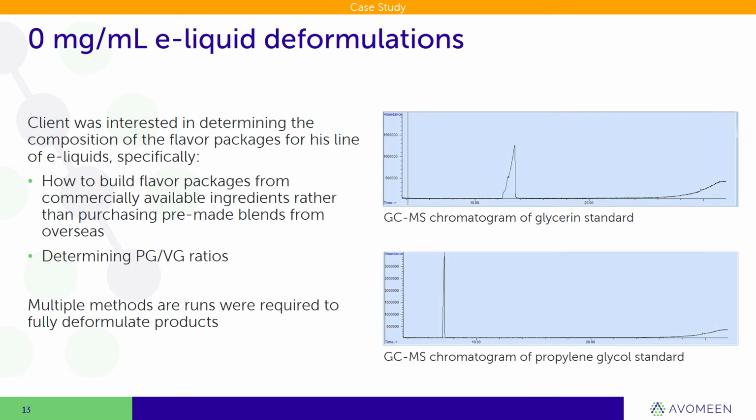Here I'm going to talk about a case study of a 0 milligram per milliliter e-liquid product. In this particular case, one of our clients was interested in determining the composition of the flavor package for his line of e-liquids, specifically how to build the flavor packages from commercially available ingredients rather than purchasing these pre-made flavor blends from overseas suppliers. We also needed to determine the ratio of PG and VG, so multiple methods and runs were required to fully deformulate the product.